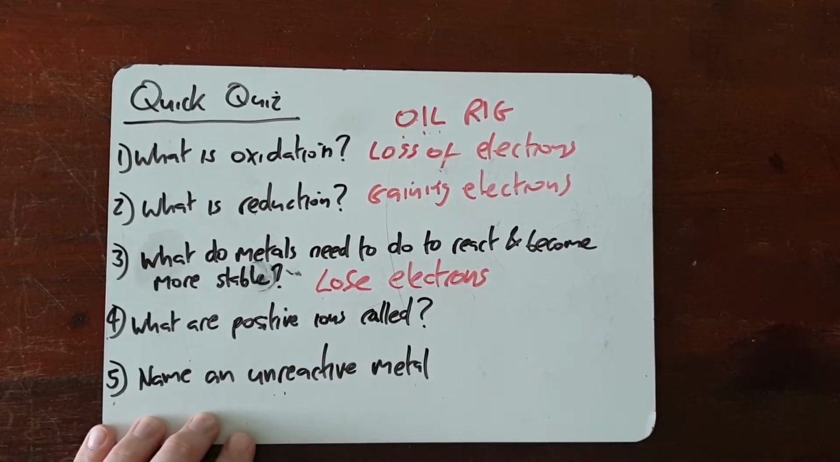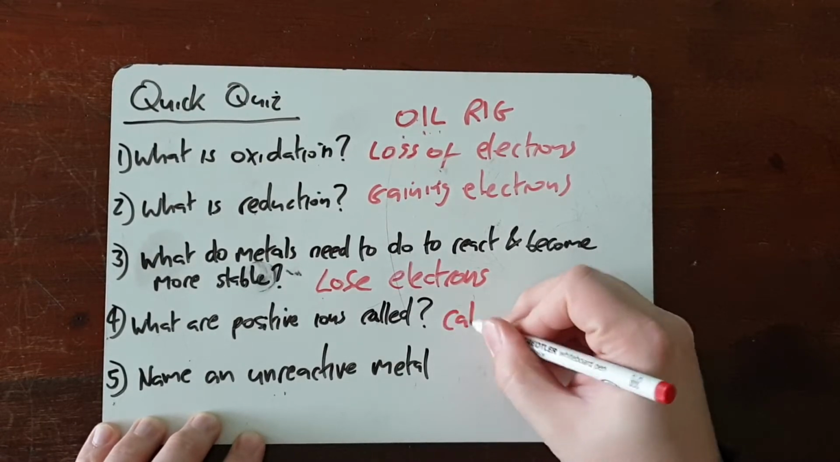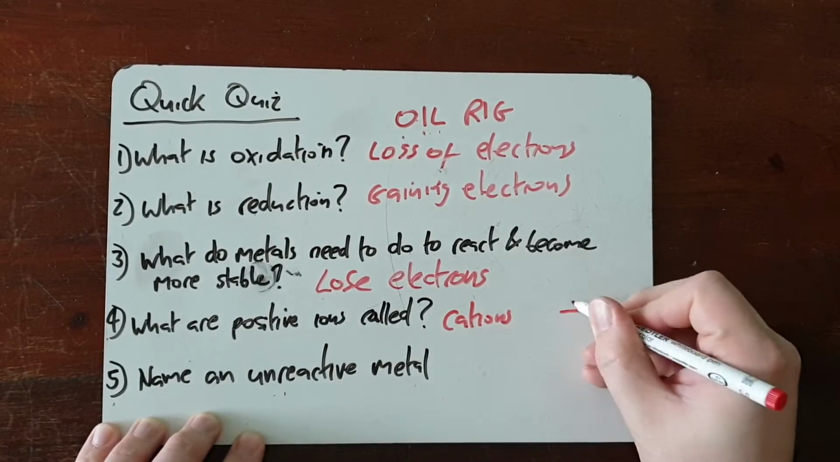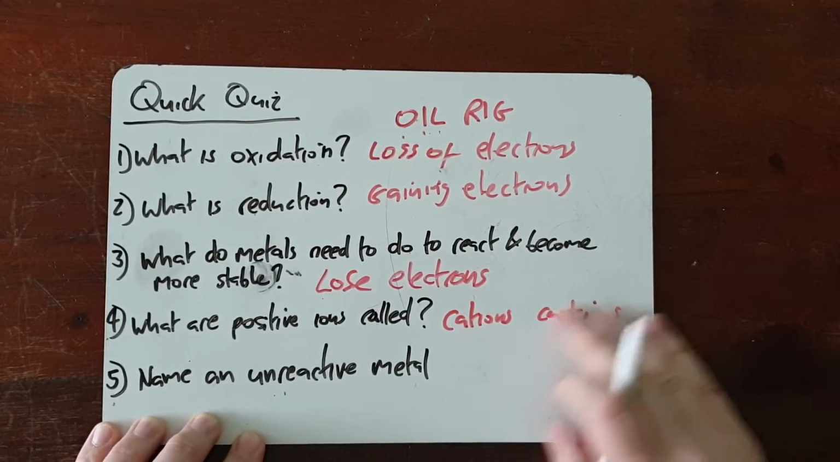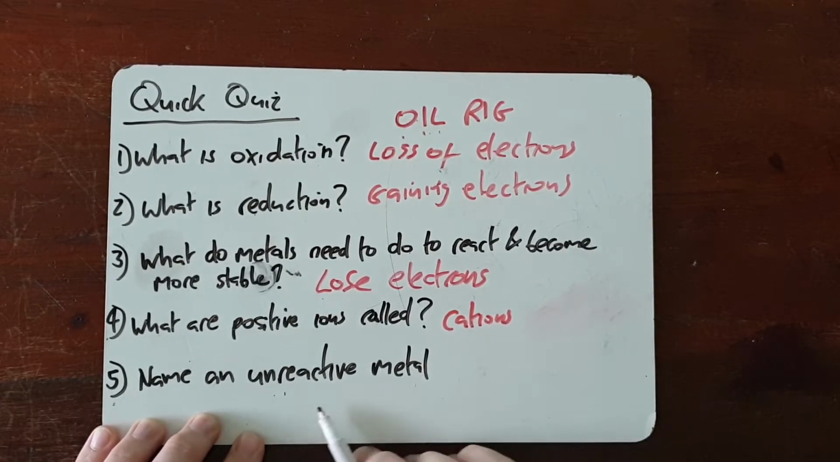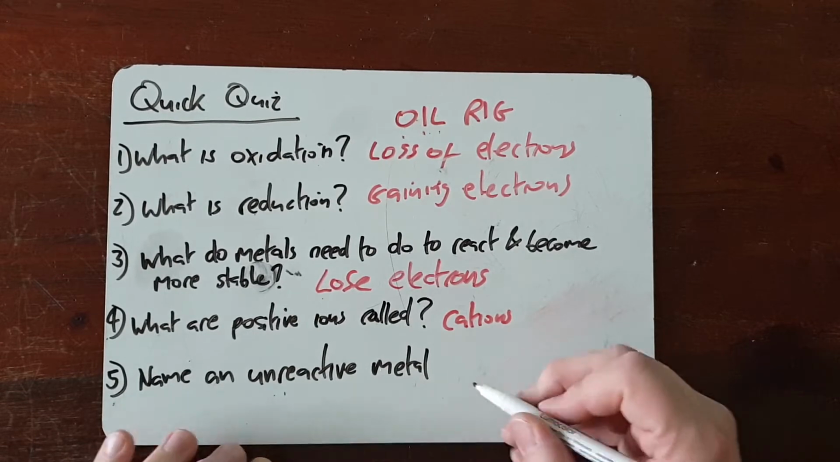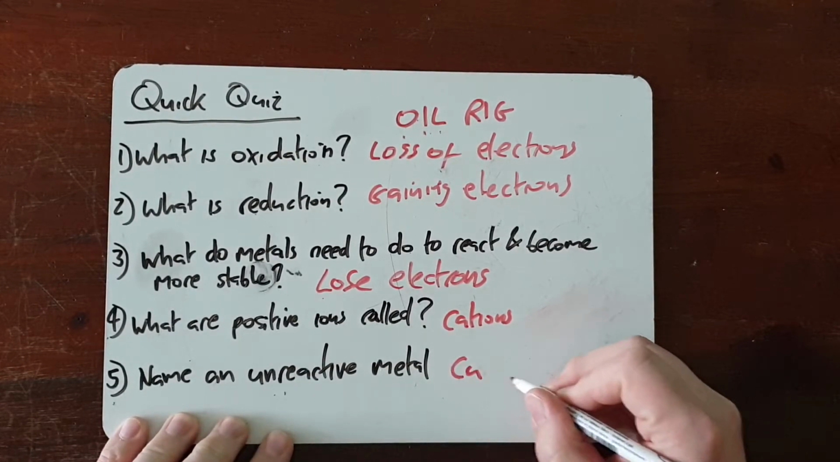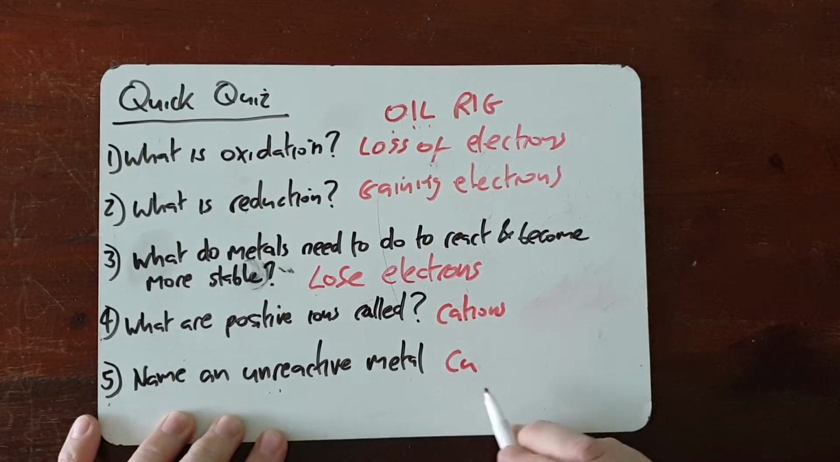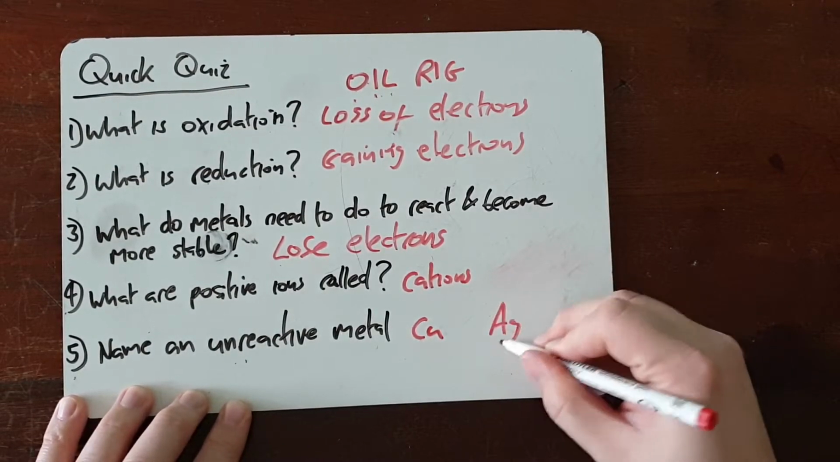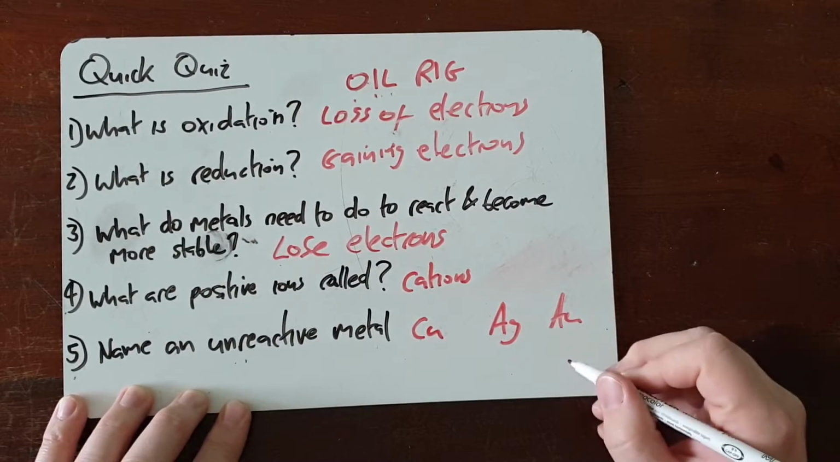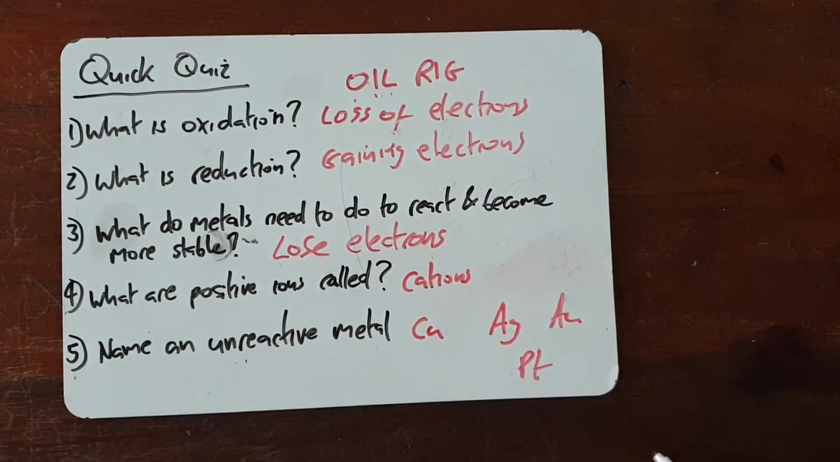What are positive ions called? Cations. Remember, positive sign, cat-ions. So positive ions are cations. And then name an unreactive metal. We haven't really covered this, but I'm hoping most of you would be aware, and we're going to build on this today. So I would have accepted copper. I'm going to write the periodic table symbols, but you can write the words. So we can have copper, silver, or gold, or platinum would have been fine as well.